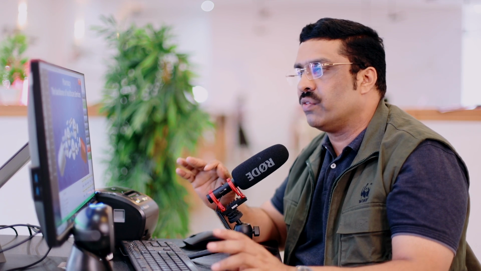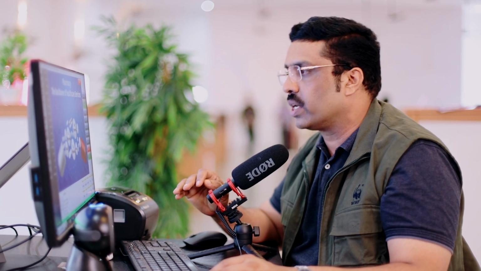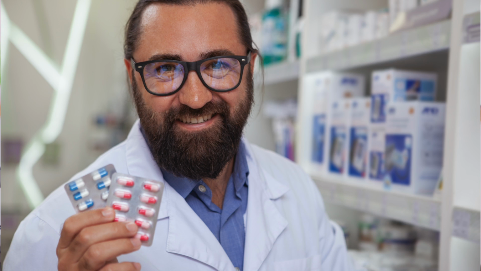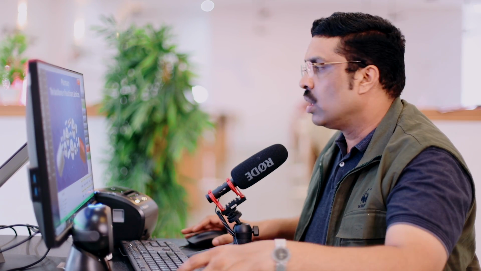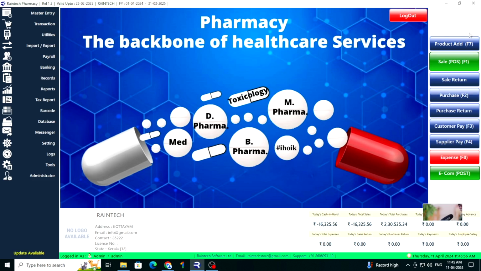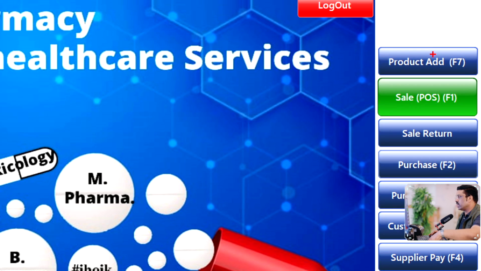For selling these products, of course, there is an inventory management system in the software. For example, you purchase brufen tablets, say 10 pieces, and you sell 5 pieces. The remaining 5 pieces will be there in the inventory. So no need to worry about inventory management. We just saw the Excel bulk purchase technology, and if you want to add products one by one, you can add from here.